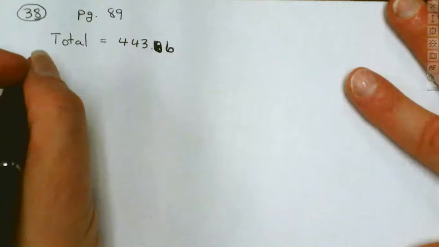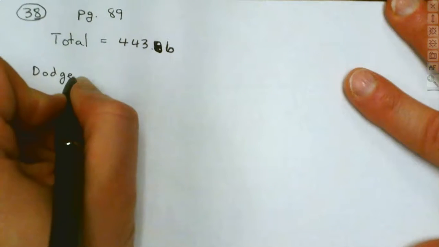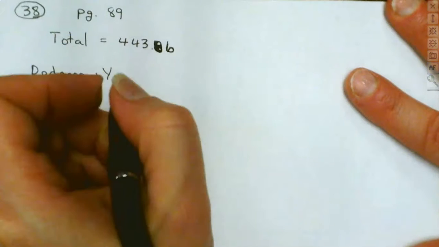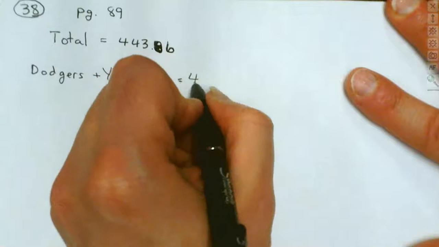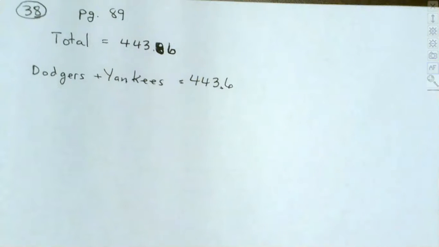Now, what does that mean when I talk about the total? When I talk about the total, well, that's going to be the Dodgers plus the Yankees. So that together gives you 443.6. Is everyone okay with that so far? So that's what we've got.